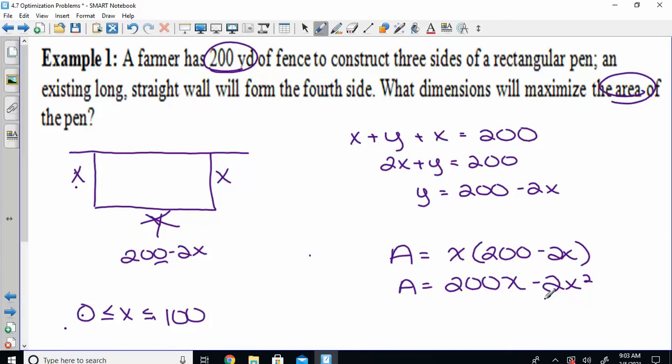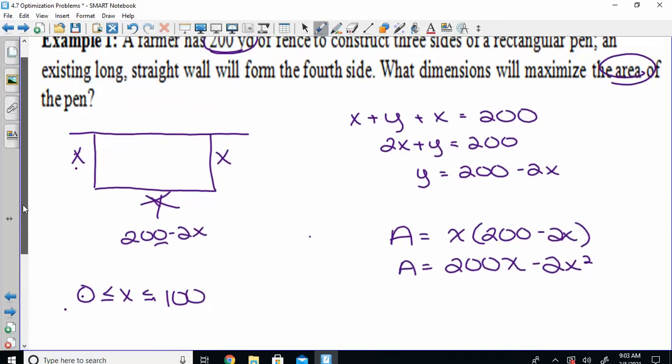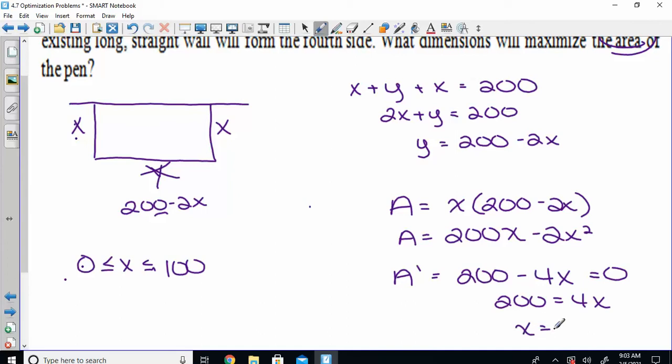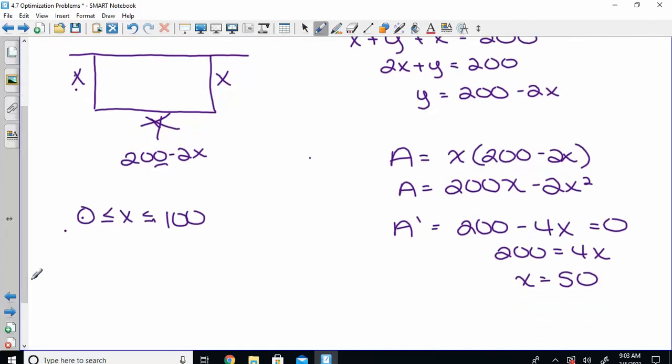Okay, then what should I do to that to maximize or minimize? Derivative. So A prime would equal 200 minus 4x. And you want the derivative to equal 0. Divide by 4 and x is 50. So I only got one answer. Is that a reasonable answer? Yes. We already know because we said x had to be between 0 and 100.